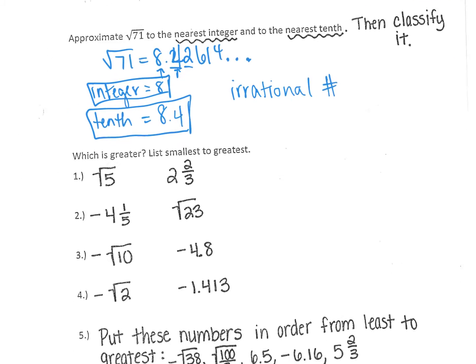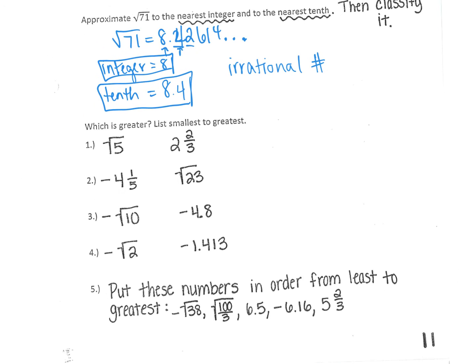All right, now I'm going to cross this part off. We're not doing the smallest to greatest. We're going to say which is greater, the square root of 5 or 2 2/3. Well, the square root of 5 is 2.236, and we're going to round to the nearest hundredth, which makes it 2.24. This is 2.6 repeating. Well, 2.24 is less than 2.66, so boom, that's our greater one.